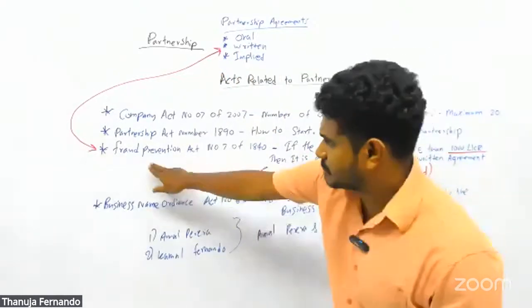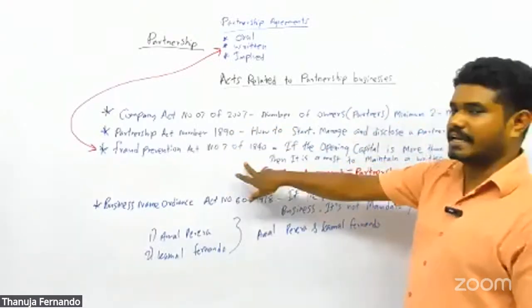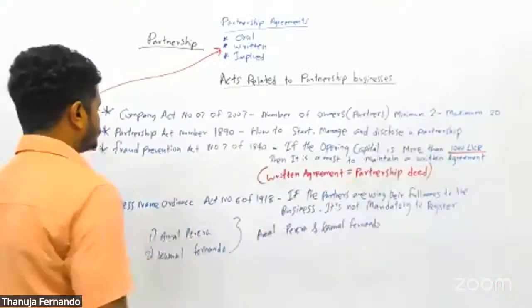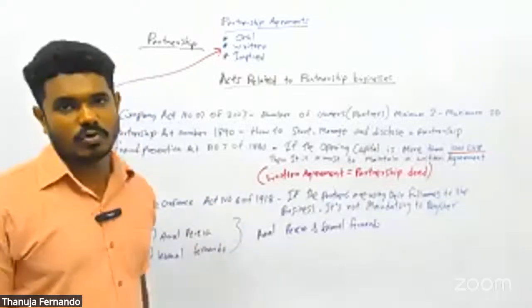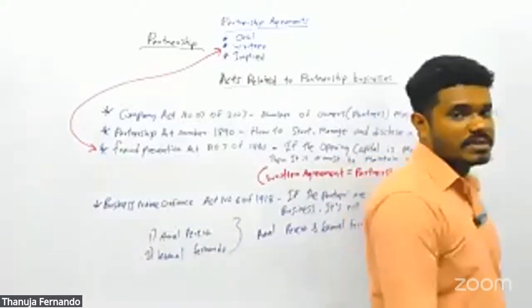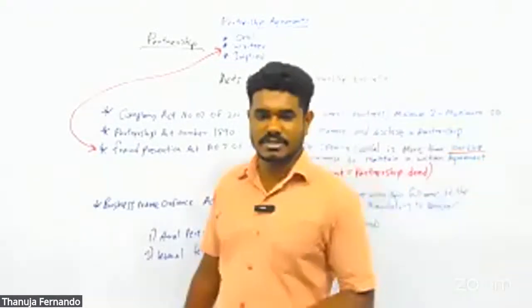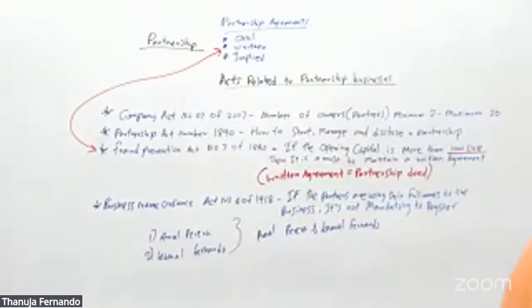So it is mentioned in the Partnership Ordinance number 7 of 1840, right? Next one, Business Names Act number 6 of 1918. You know about it. So if the partners are using their full names for the business, then it is not mandatory to register. If they are not using their full names for the business, then they have to register that business. Understood?